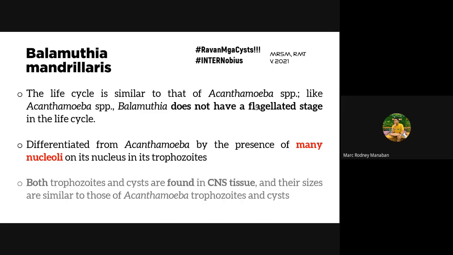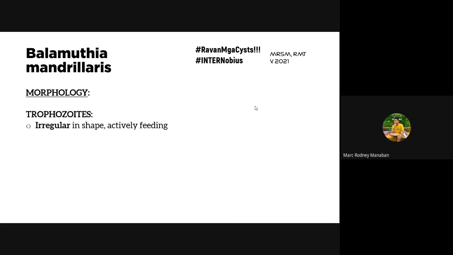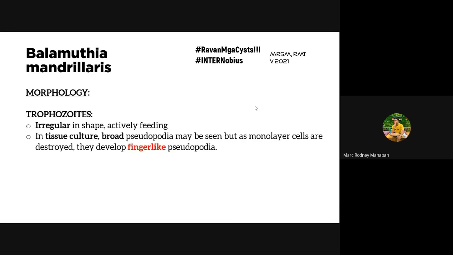Now, for both, trophozoites and cyst can be recovered in the tissues, same as with Entamoeba. Now we go to your trophozoites. Trophozoites are irregular in shape, and a very important characteristic is the pseudopods. Broad, finger-like pseudopodia. So there is already a difference in the trophozoites compared with your Entamoeba, because your Entamoeba has spine-like pseudopods, acanthopodia. For Balamuthia, finger-like or broad pseudopodia. So those who like fingers, joke. Okay, finger-like pseudopodia.